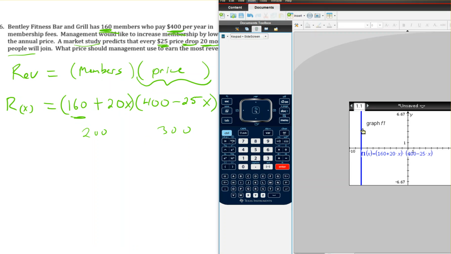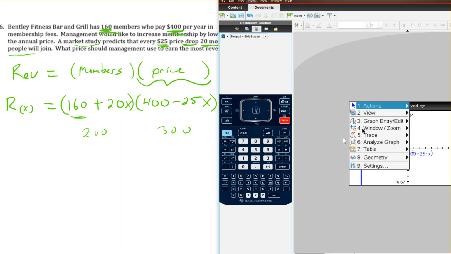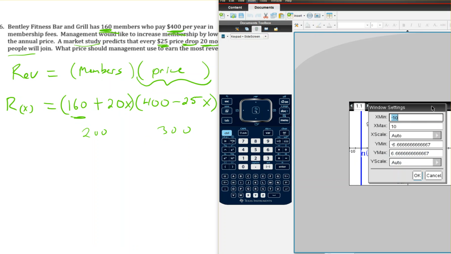So let's go menu, window, and I'll set my Y maximum. We're going to say like 60,000. And then for our X value, we're just talking about how many increases there are, right? So it's not going to be that big of a number. Let's keep it at like 10. Maybe that might be fine.